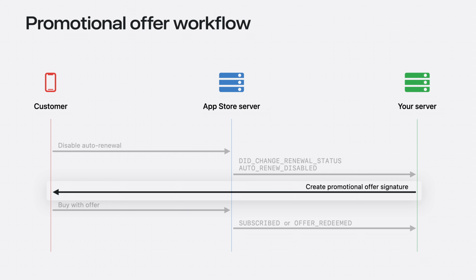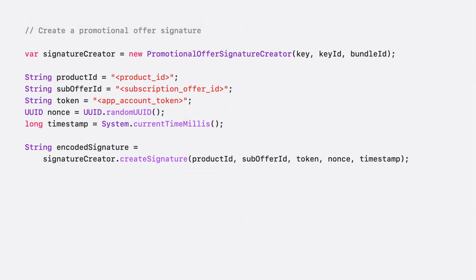Now, one of the more complicated pieces of this workflow is creating the promotional offer signature, or at least it was, until we released the App Store Server Library. Let me explain the signature creation process with the App Store Server Library. Here is the code to create a promotional offer signature.